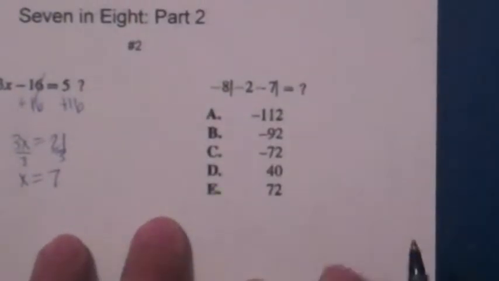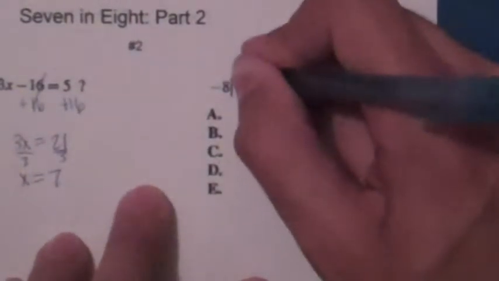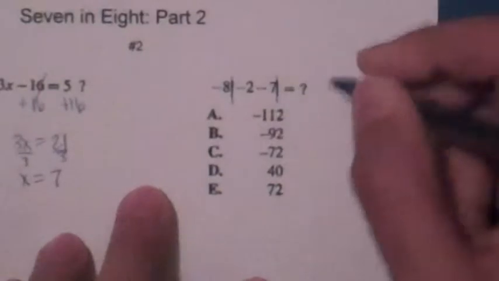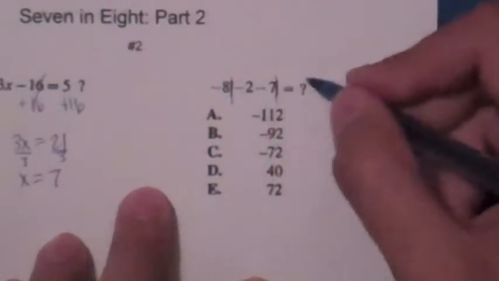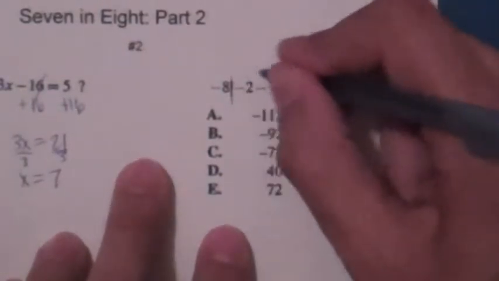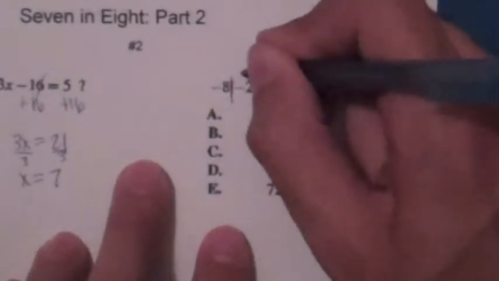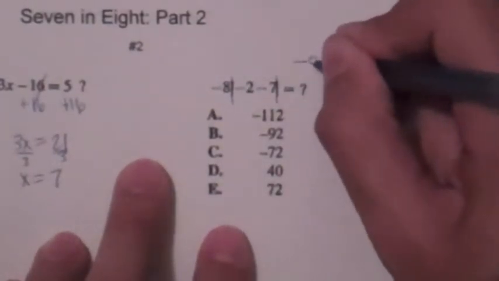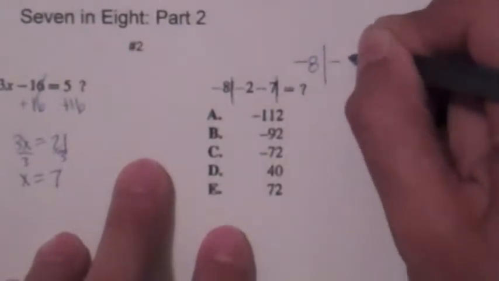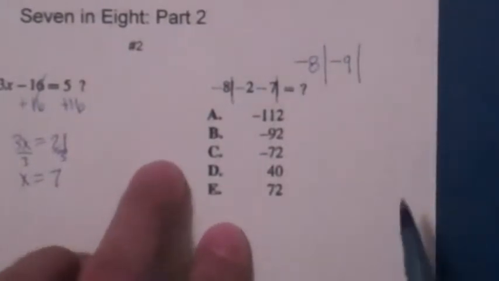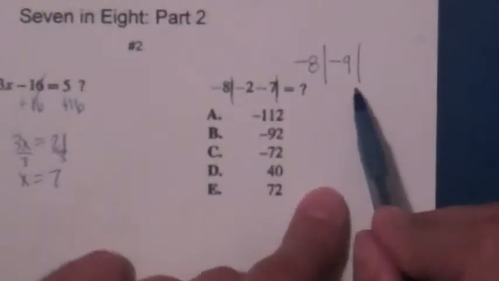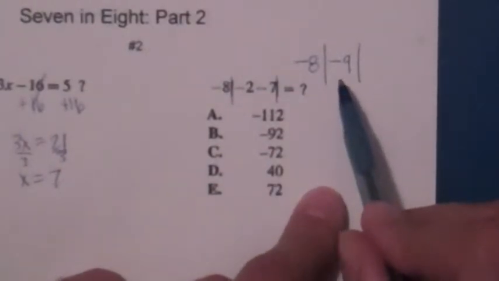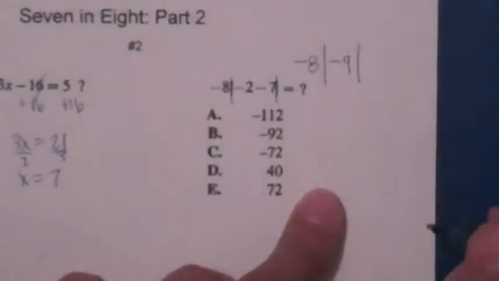On my second question over here, I have an absolute value, and on the inside I have that -2 minus 7. Well, -2 minus 7 is a -9. You do what's on the inside of the absolute value first. You cannot distribute into an absolute value. If I do the math on the inside, I still have that -8 on the outside, and I have a -9 on the inside here. Absolute values take whatever was inside of them, and it makes it positive. So this is going to give me a positive 9.